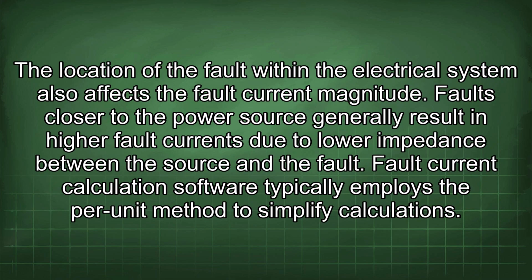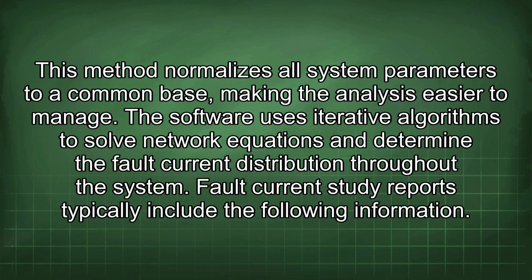The location of the fault within the electrical system also affects the fault current magnitude. Faults closer to the power source generally result in higher fault currents due to lower impedance between the source and the fault. Fault current calculation software typically employs the per-unit method to simplify calculations. This method normalizes all system parameters to a common base, making the analysis easier to manage. This software uses iterative algorithms to solve network equations and determine the fault current distribution throughout the system.